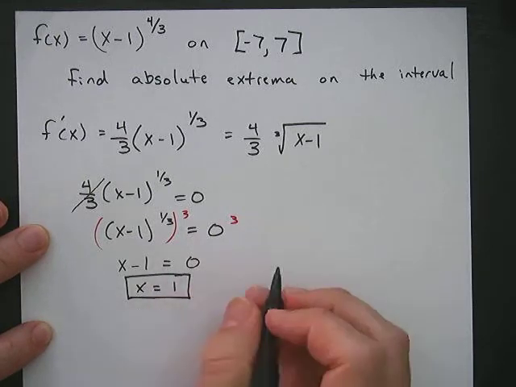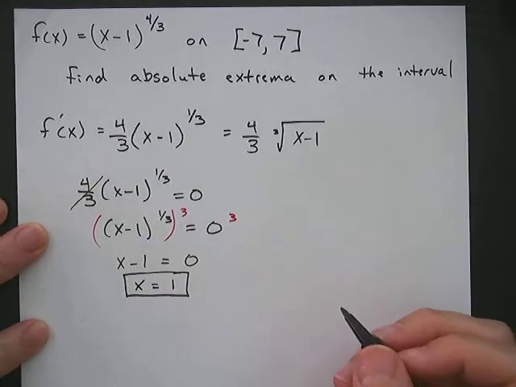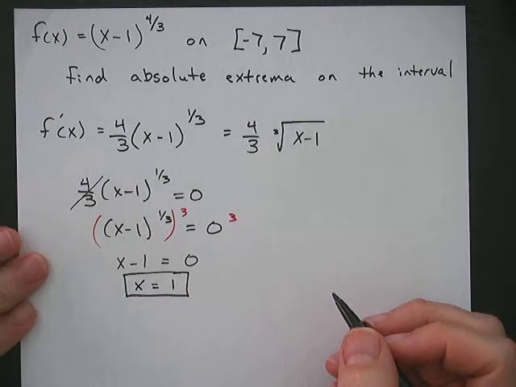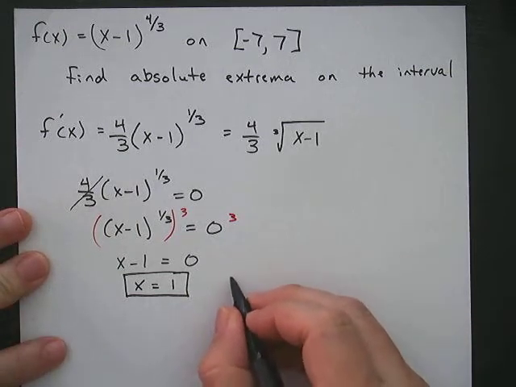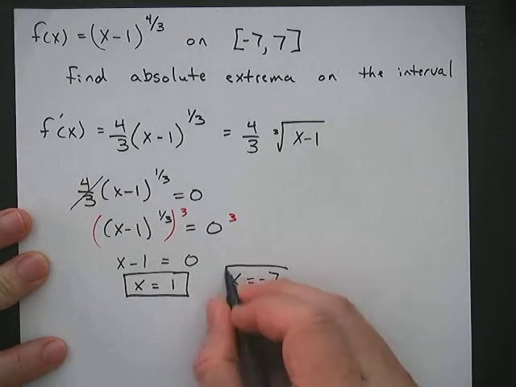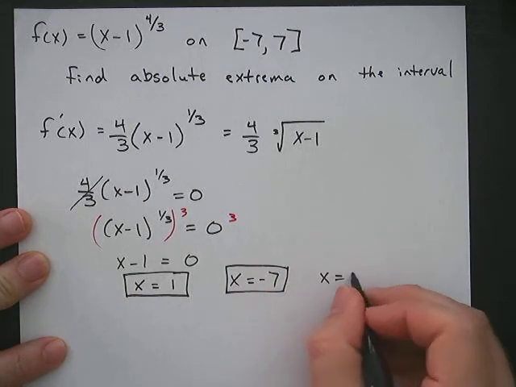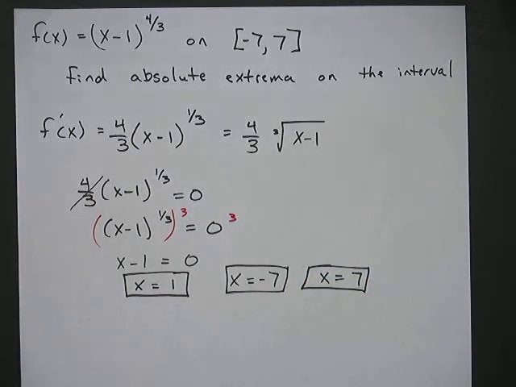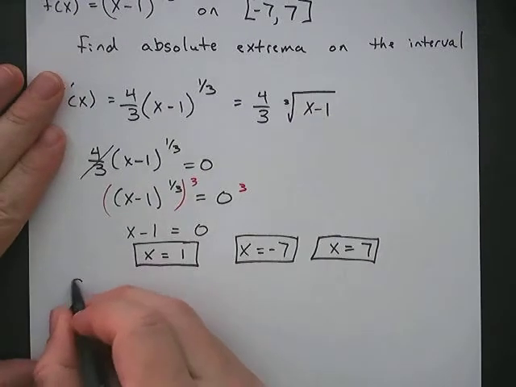Okay, so our critical numbers are where we set the derivative equal to 0. The derivative was not undefined anywhere, so that doesn't give us a critical number, but we also have x is equal to negative 7 and x is equal to positive 7. Those are our three critical numbers that we're going to look at to find extrema. Now, in order to find those extrema, what we need to do is just plug them into the original function and see which one is the biggest and which is the smallest, and those will be our absolute extrema on the interval. Okay, so let's start with f of 1.